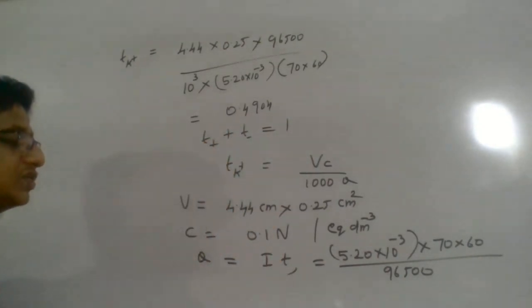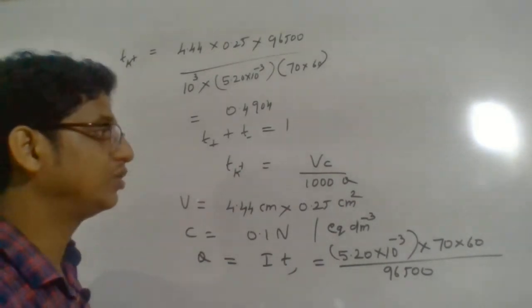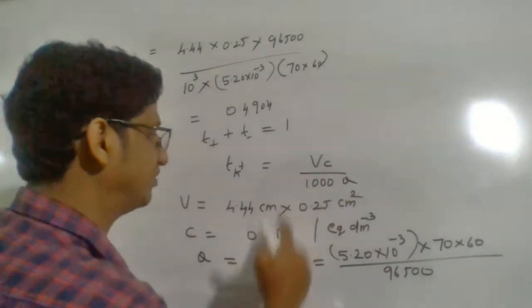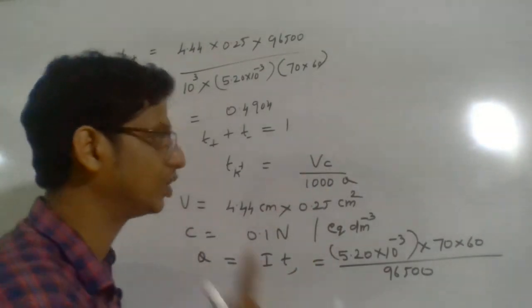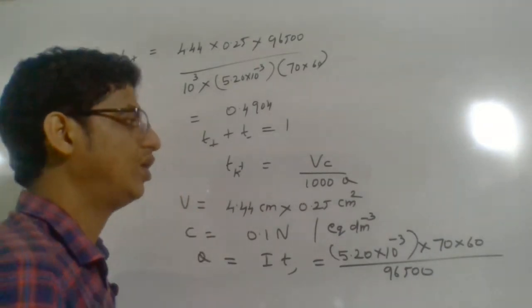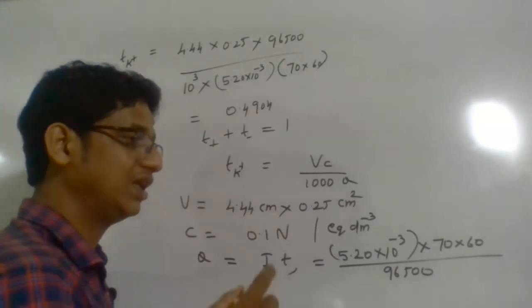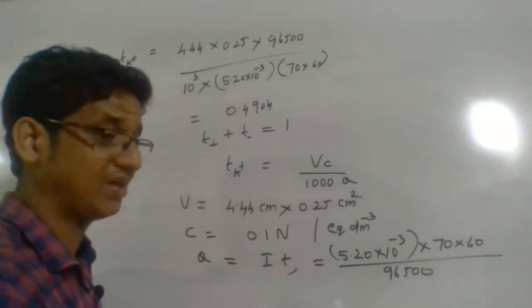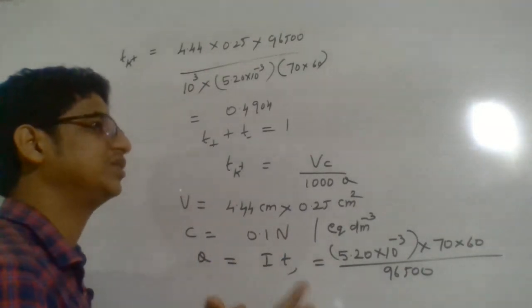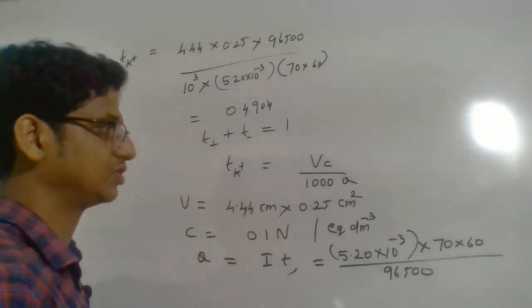Keep that in mind. So this is the equation to find the transport number of an ion using the moving boundary method: Vc divided by 1000 Q, where V is the total volume covered by the boundary and C is the concentration of the electrolyte that we want to find. The concentration should be in normality, that is equivalents per liter.